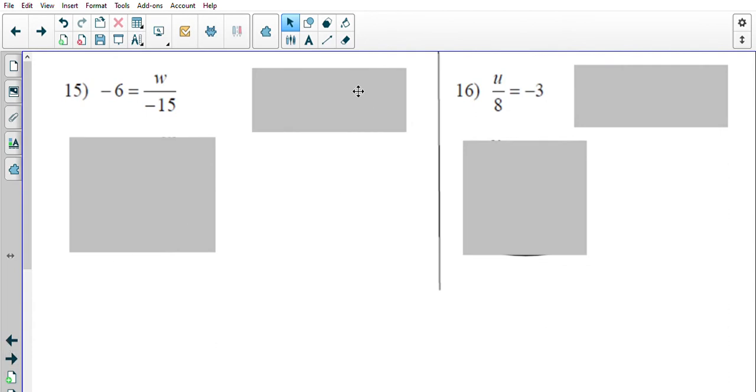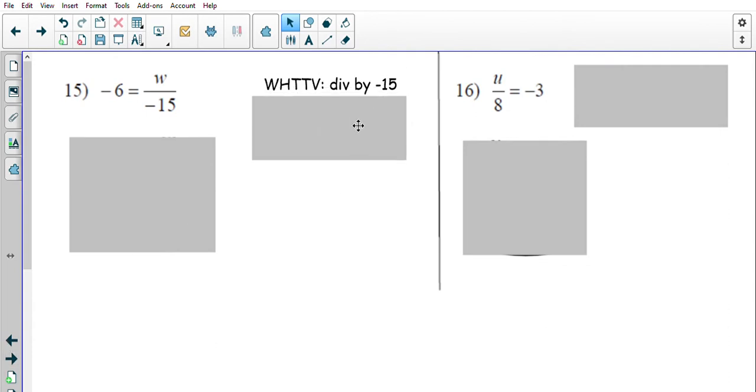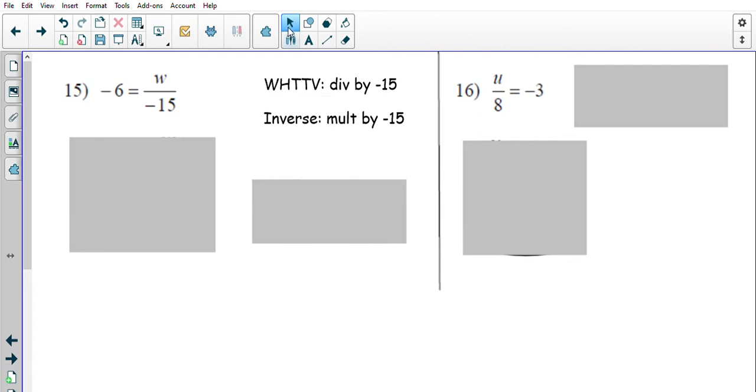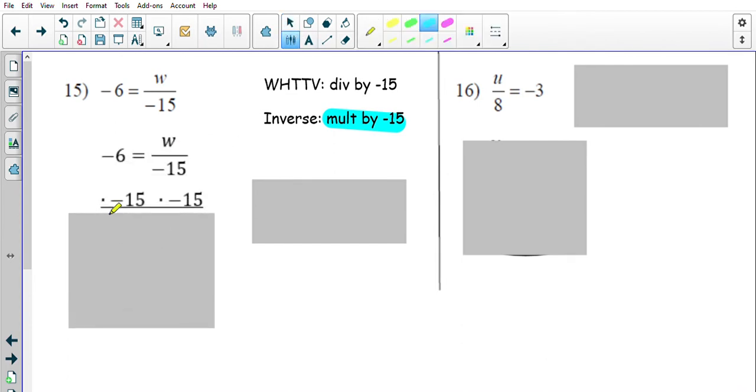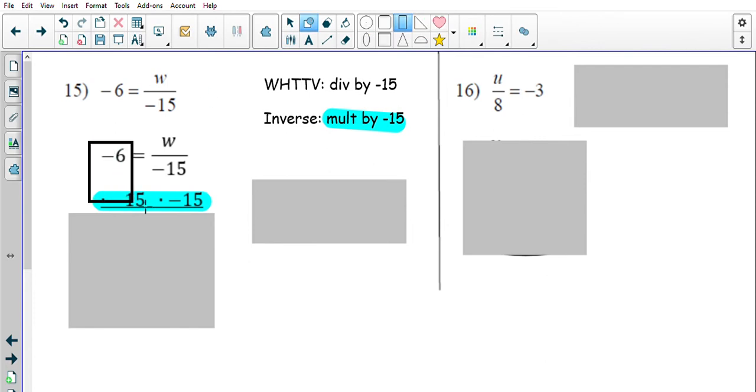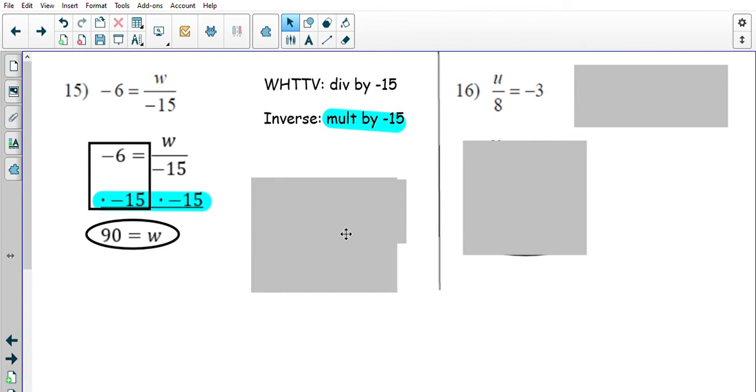All right, number 15. What's happening to the variable is we're dividing by negative 15. The inverse of that is to multiply by negative 15. So let's multiply both sides by negative 15. We'll show that right here. In your calculators, you're going to be plugging in negative 6 times negative 15, and this will get us a solution of 90 equals w, or w equals 90.